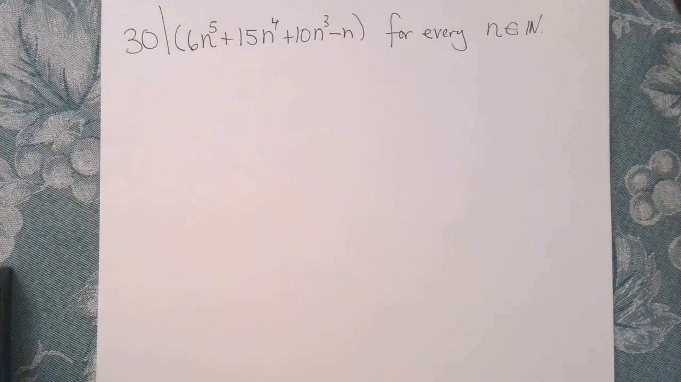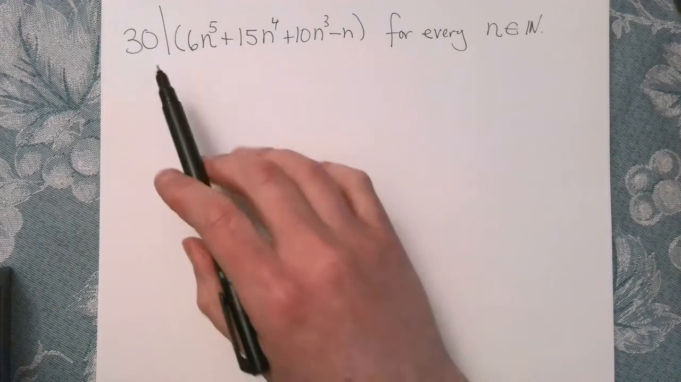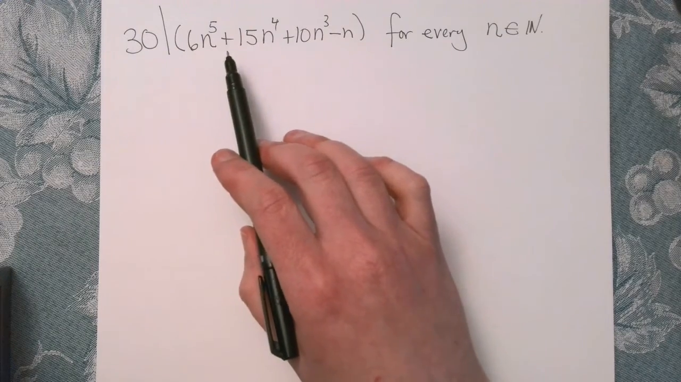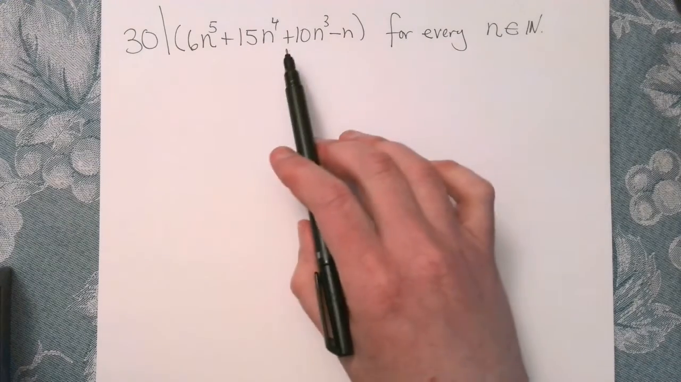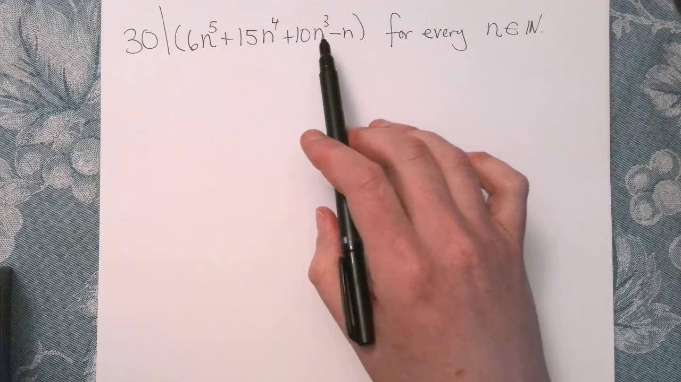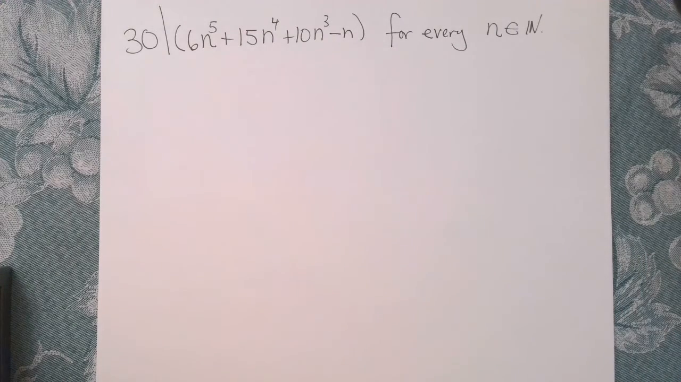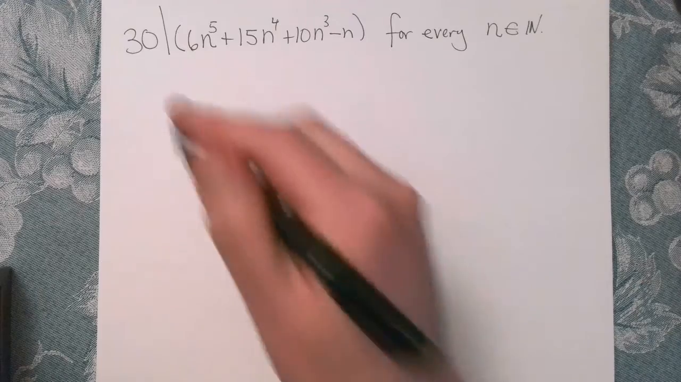Alright, so welcome back. So today we want to prove that 30 divides 6n to the 5th plus 15n to the 4th plus 10n cubed minus n for every natural number n. Since this is a sequence of statements involving natural numbers, we want to prove this by mathematical induction.